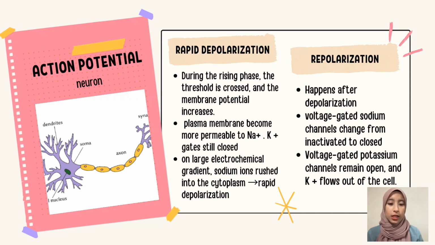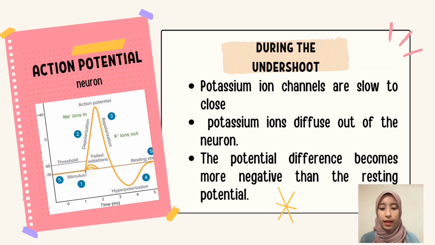On repolarization, it happens after depolarization, and the voltage-gated sodium channels change from inactivated to closed. Voltage-gated potassium channels remain open, and potassium ions flow out of the cell. On the left side of this slide, you can see the graph of the action potential. During the undershoot, potassium ion channels are slow to close. Potassium ions diffuse out of the neuron, and the potential difference becomes more negative than the resting state.